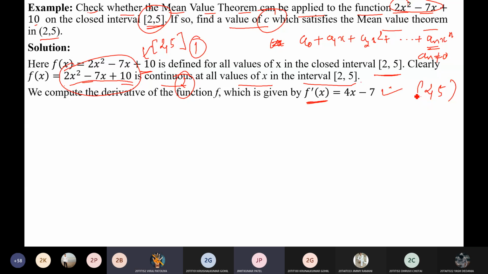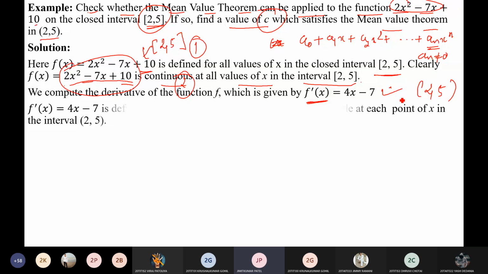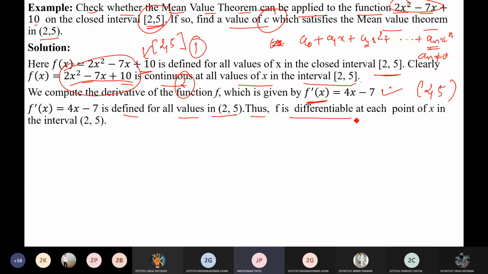No, sir. That means it is differentiable. Okay, that means f dash x is equal to 4x minus 7 is defined for all values in 2 to 5. Thus f is differentiable at each point of x in the interval 2 to 5.